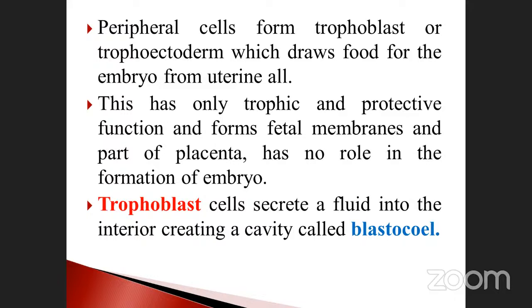This has only trophic and protective functions, and forms the fetal membranes and part of the placenta. It has no role in the formation of the embryo. What is the main function of the trophoectoderm? Protective function. It is the outermost covering. That's why it protects, and forms the fetal membrane and part of the placenta, and has no role in the formation of the embryo. Embryo formation is not done by which one? The trophoblast.